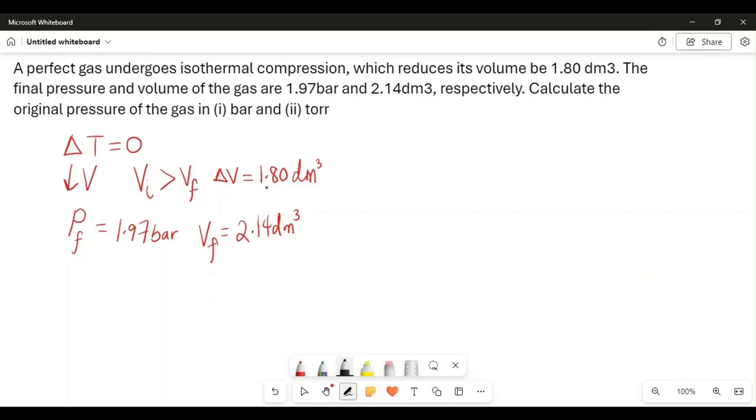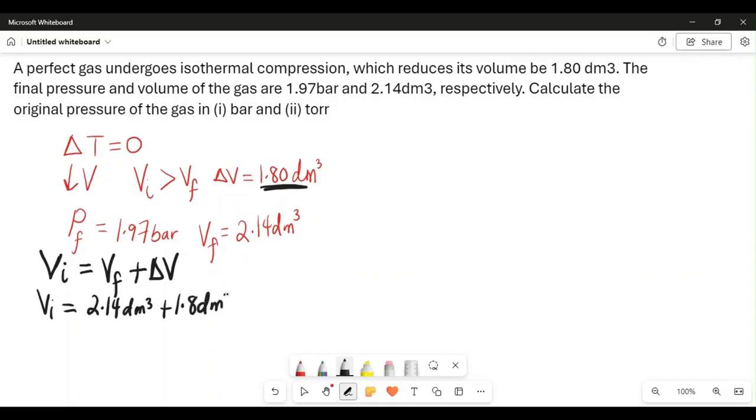the change in volume to be 1.8. So that just means that our initial volume, we can solve for it here, is going to be the final volume plus the change in volume. And our initial volume is going to be the final volume, 2.14 dm cubed, plus 1.8 dm cubed, to get 3.94 dm cubed. You can see how the initial volume is greater than the final volume. That's to tell you that it's really a compression.